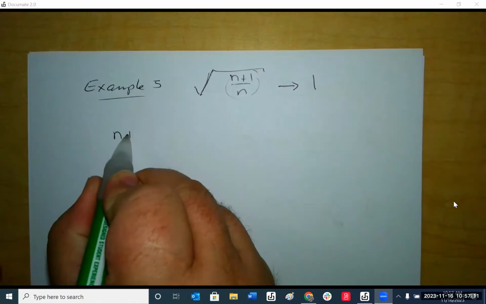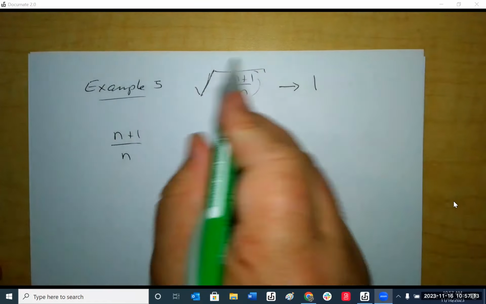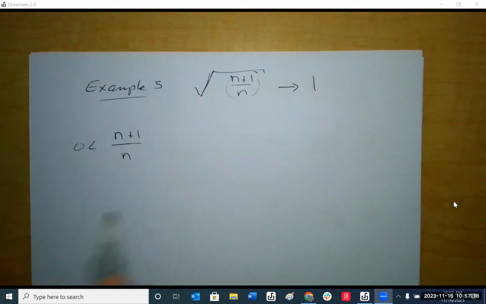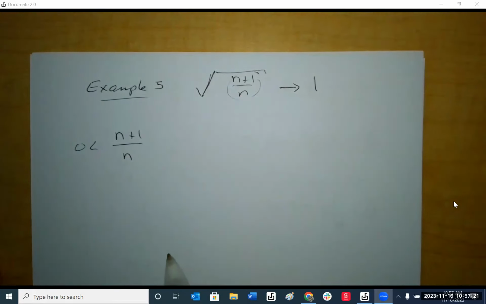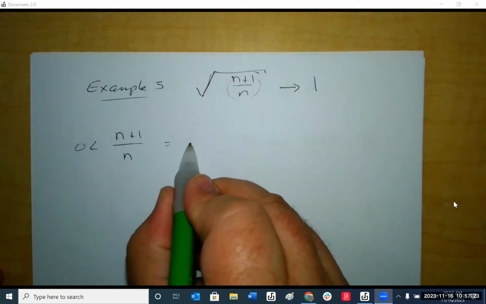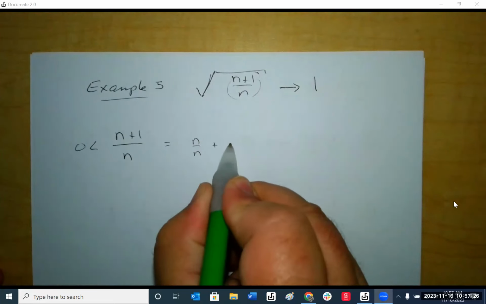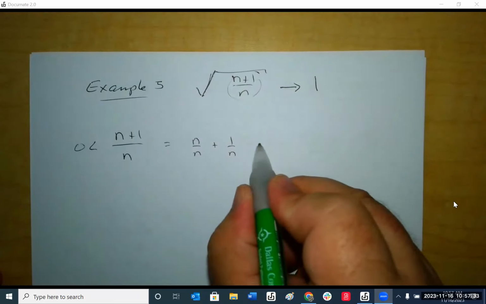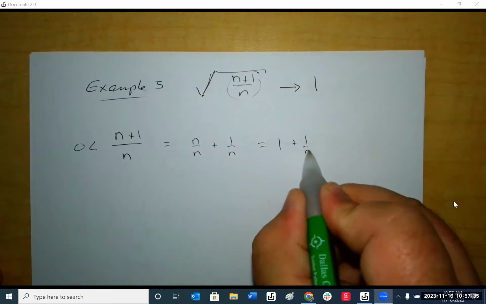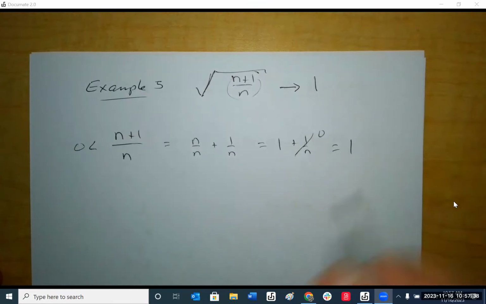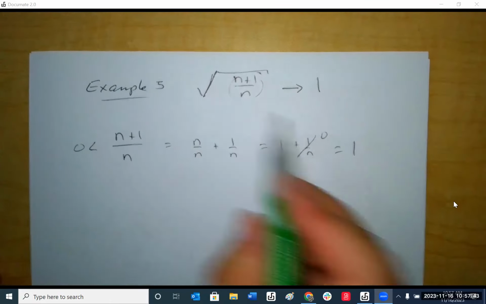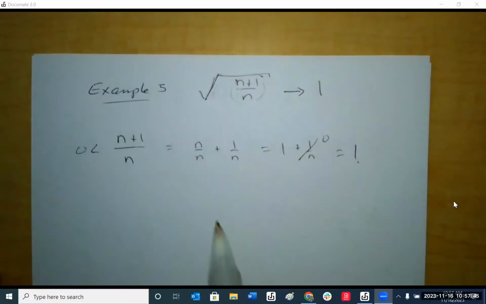What do we know about n plus 1 over n? First off, inside there, it has to be greater than 0, because you can't have a negative inside there. N over n plus 1 over n. As n goes to infinity, this becomes 1. This one goes to 0. So because the inside goes to 1, the limit of that goes to 1 also.